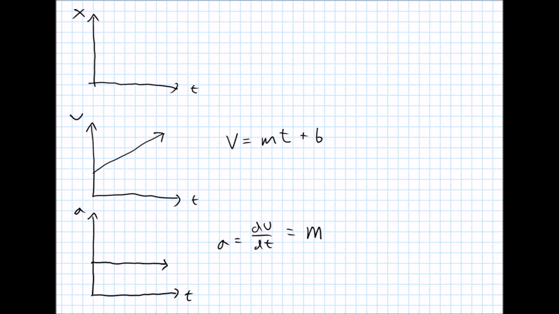Position graph could be a little bit tough. Well, we know that velocity is the derivative of position. So if we had position, we would take the derivative to get velocity. In this case, we have the velocity and we want the position graph. So I suppose we need the antiderivative, or the integral. So x is going to be, well, let's see, I suppose it'd be 1/2 mt squared plus bt plus some constant of integration. We'll learn how to deal with those later.